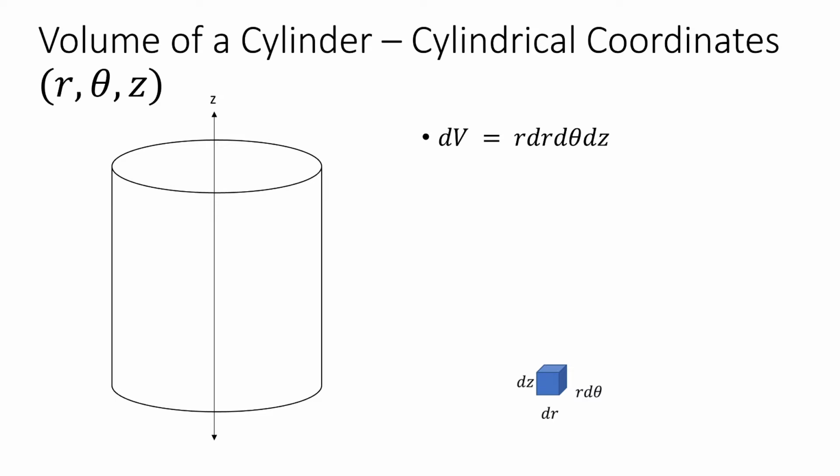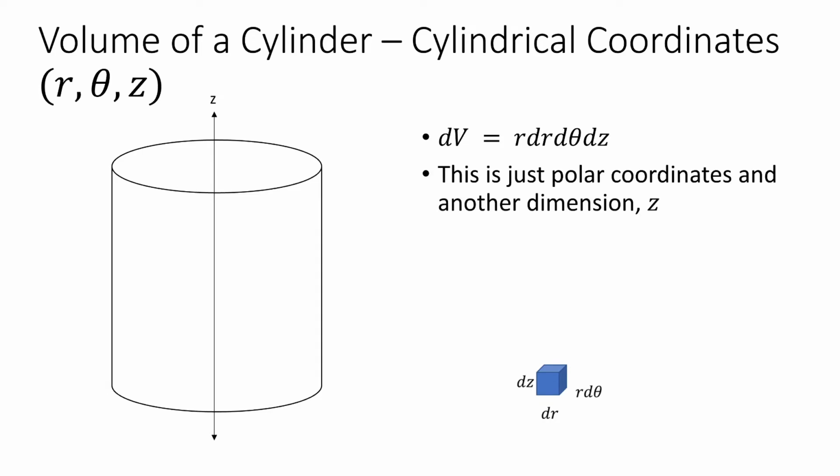dV equals r dr d theta dz, which part of it is just that dA from polar coordinates. And now we're taking that square and giving it a third dimension. We're giving it a height of dz. That should make sense. So it's not much further from polar coordinates. It's just now we have the z-axis to worry about.